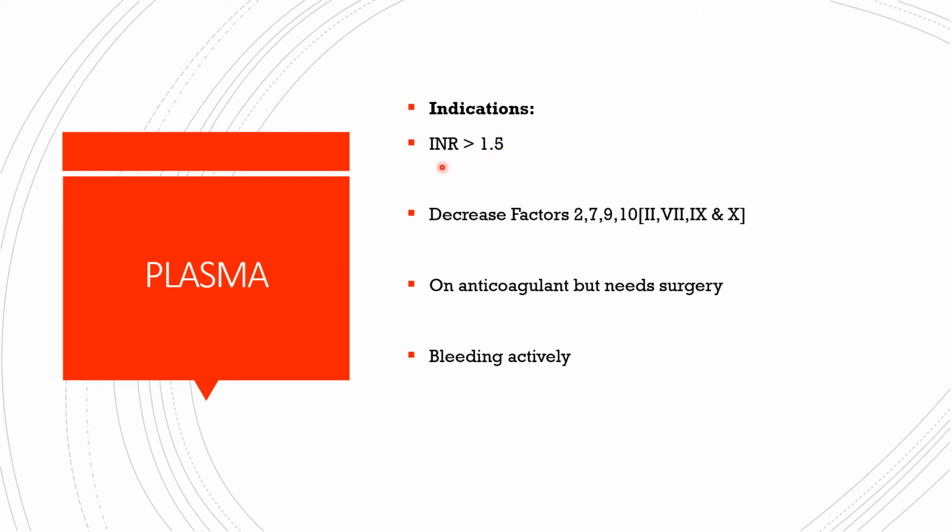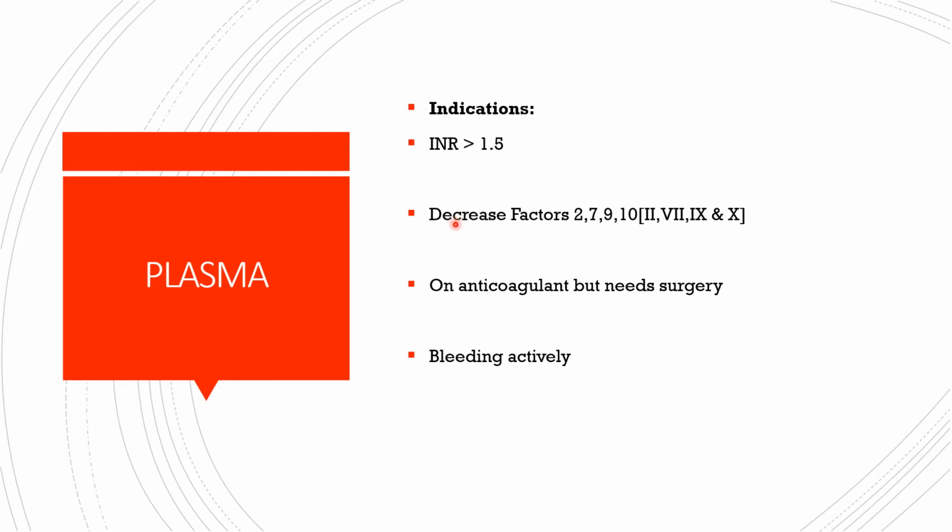Okay, when INR is greater than 1.5, meaning it's tending towards bleeding, right? When INR is low, it's tending towards clot formation, right? INR or PT is the same, right?